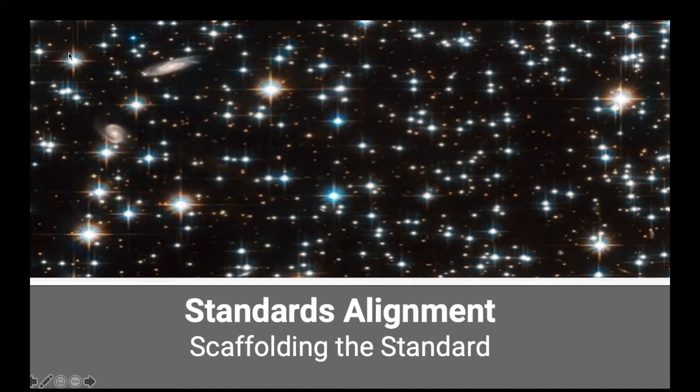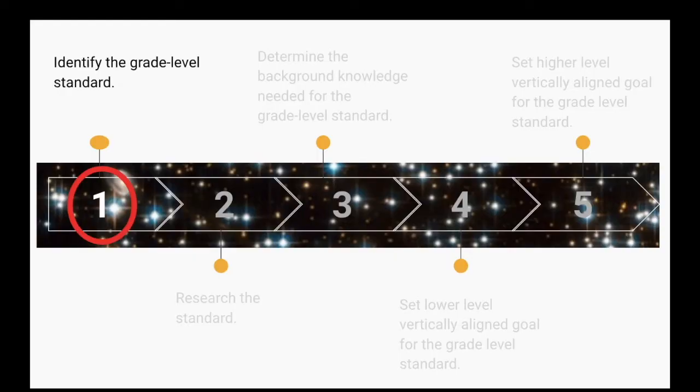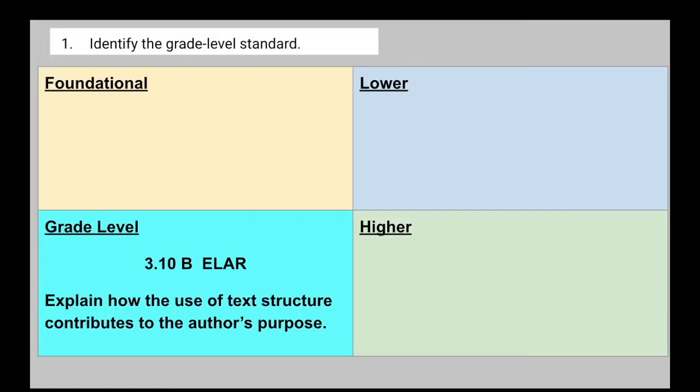The very first best practice of this school year is standards alignment. So I'm going to show you one way that I scaffold the standard. First, I identify the grade level standard. Here I'll be working with 3.10b, ELAR: Explain how the use of text structure contributes to the author's purpose.